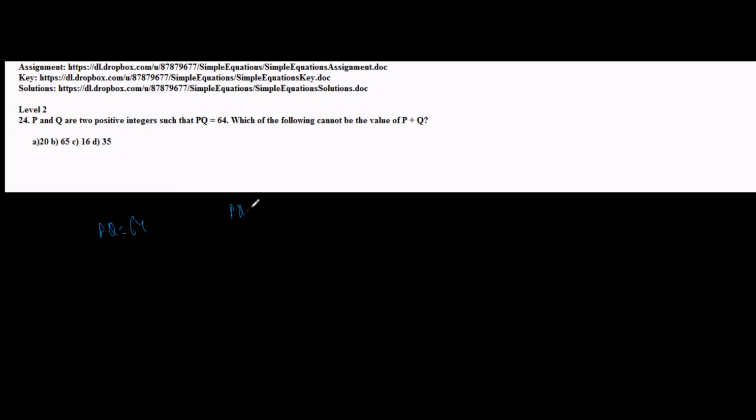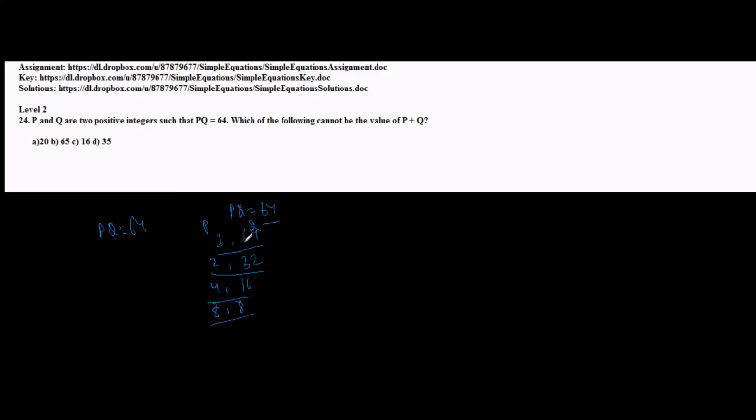So if PQ equal to 64 and P and Q are positive integers, there are multiple possibilities. First of them is 1 comma 64, that P is 1, Q is 64, or other way around. Second is 2 comma 32. Third is 4 comma 16, and fourth is 8 comma 8. So we can have a product of 64 as a result of combination of following positive integers.